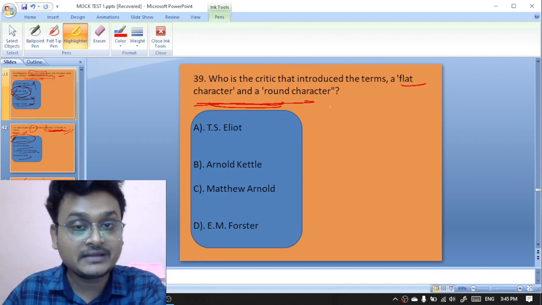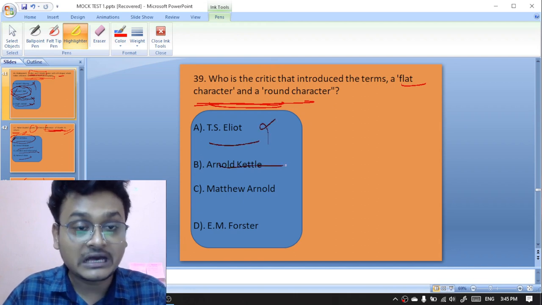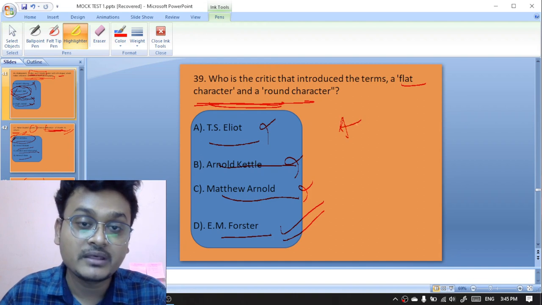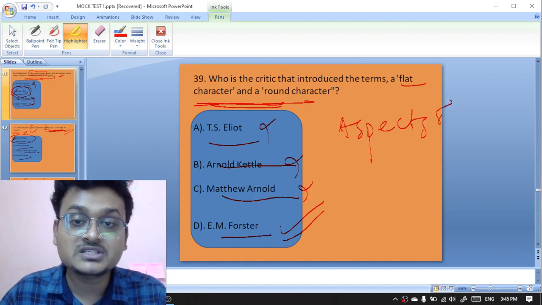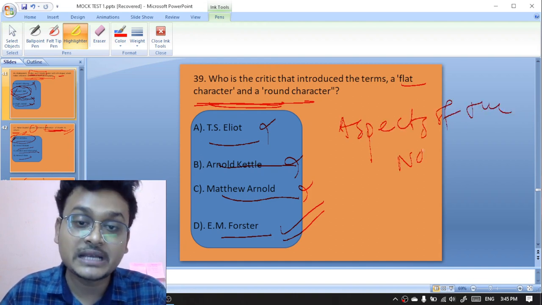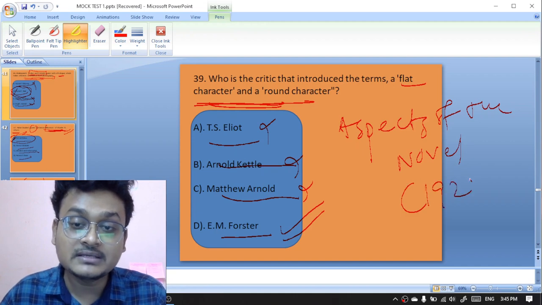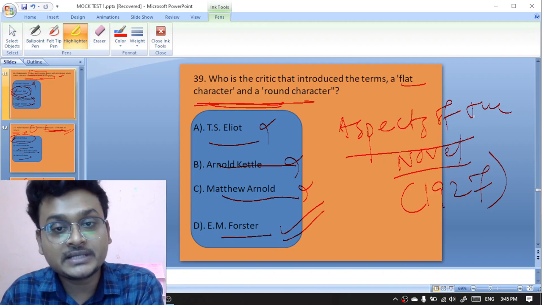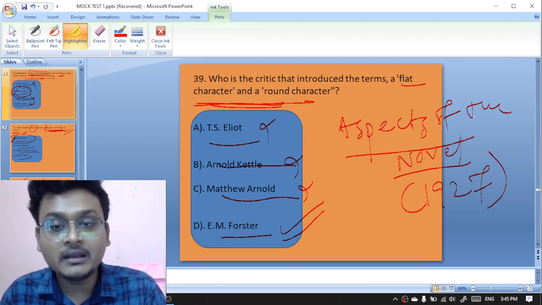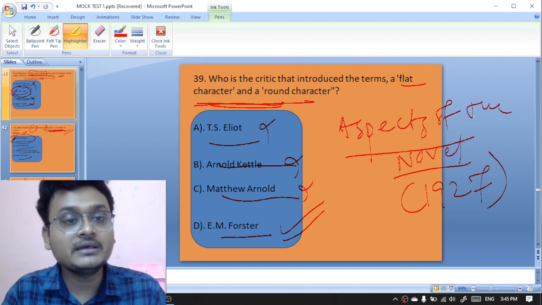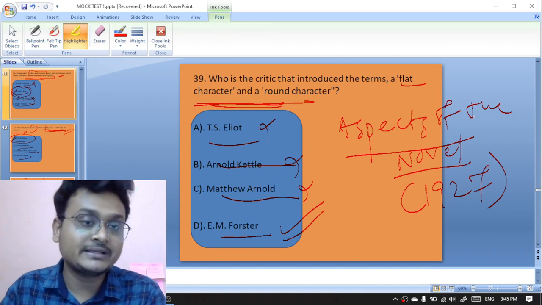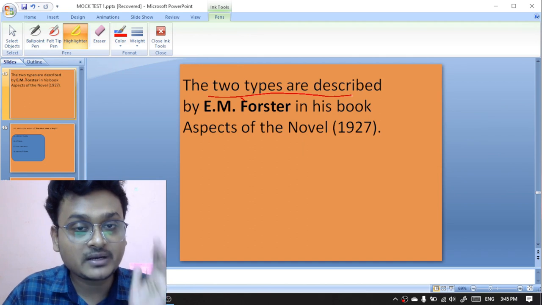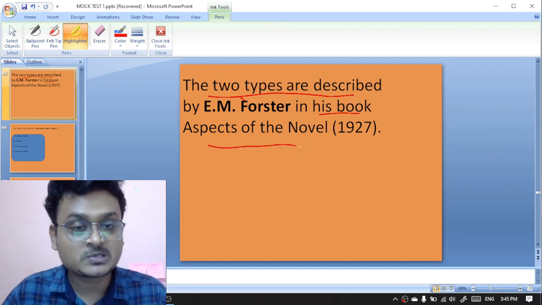So flat character and round character: T.S. Eliot? No. Arnold Kettle, Matthew Arnold, E.M. Forster. So E.M. Forster, in Aspects of the Novel, published in the year 1927. In 1927 E.M. Forster published a work, Aspects of the Novel, and in that book he introduced the terms flat character and round character. We explained two types of characters described by E.M. Forster in his book Aspects of the Novel, 1927.